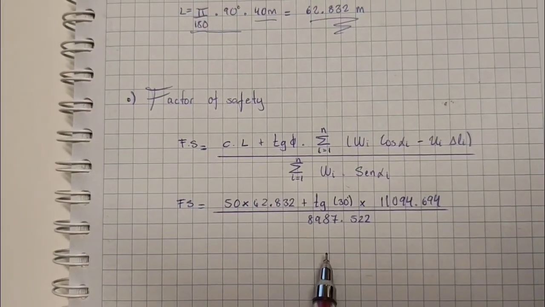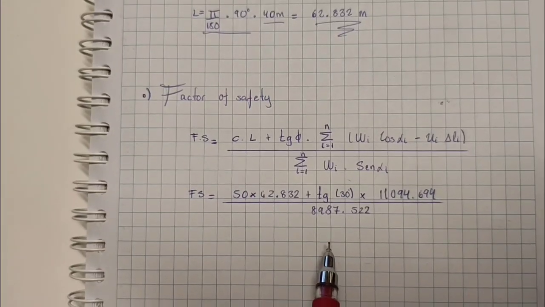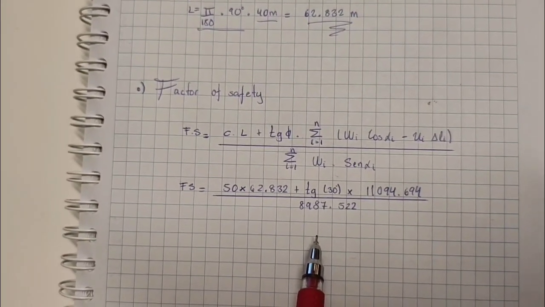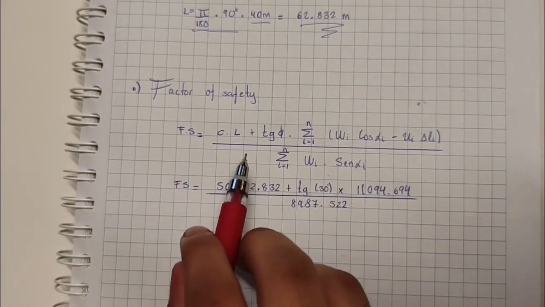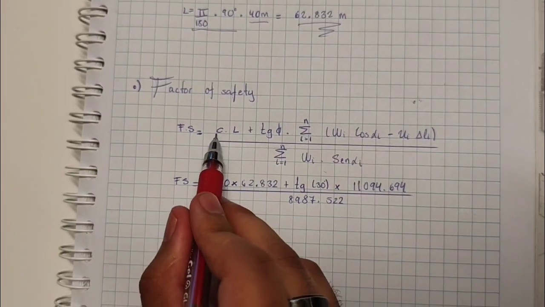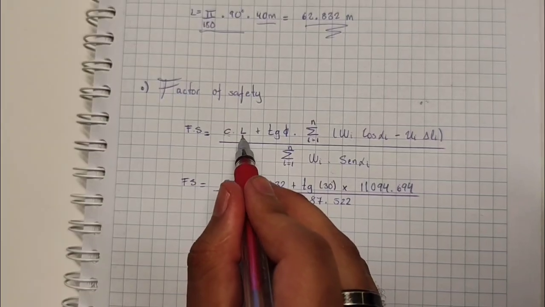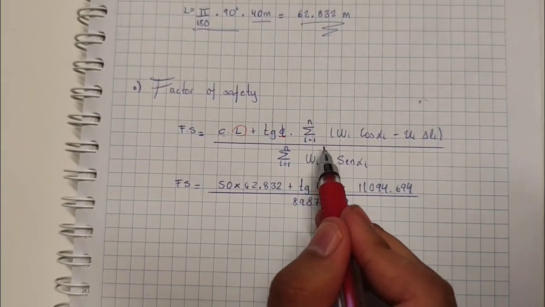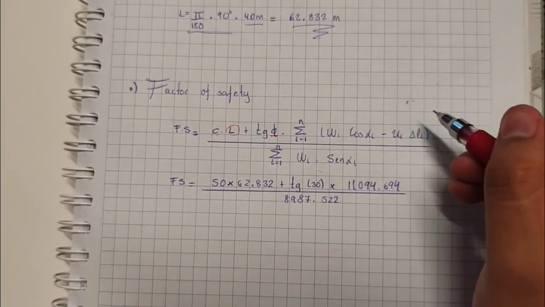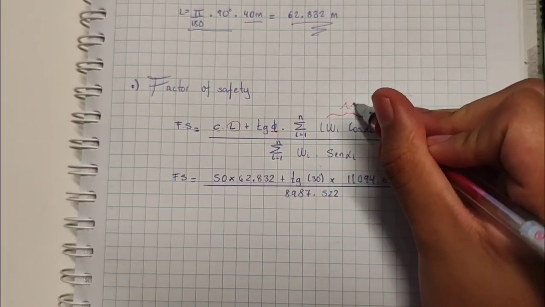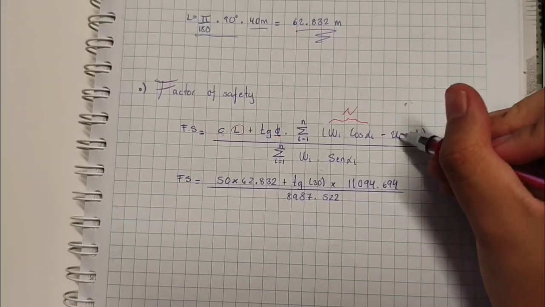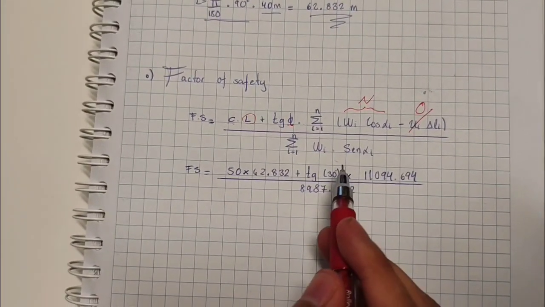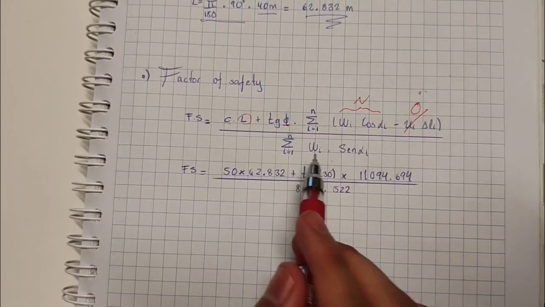Finally, we use the formula of Fellenius to obtain the factor of safety using the data we have already collected. C is for cohesion, L is for length, this is the friction angle, times the summation of the normal forces minus this factor that is 0 because in this case there is no water. All this divided by the summation of the shear forces.